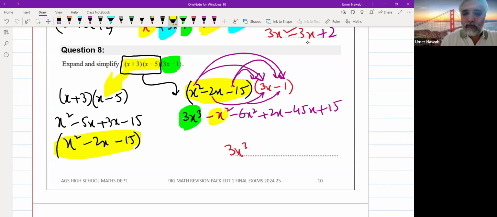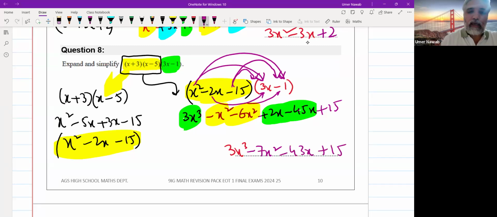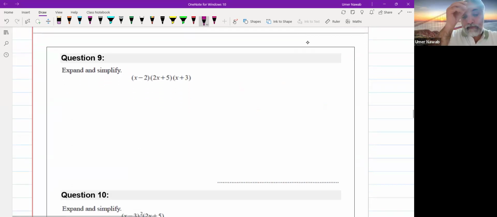And then Mr. Omer is going to add the x squared term. So this gives you negative 7x squared. Then I'm going to go to 2x and negative 45x, which will give you negative 43x. Final thing is 15.